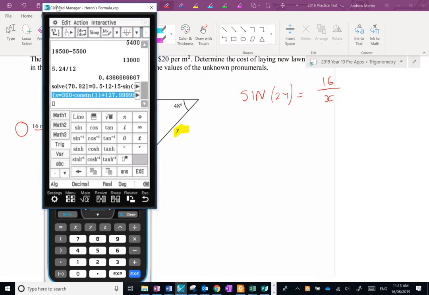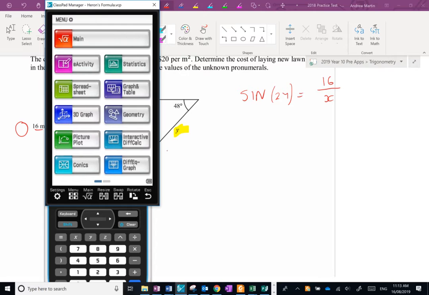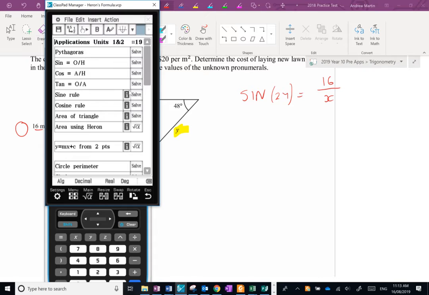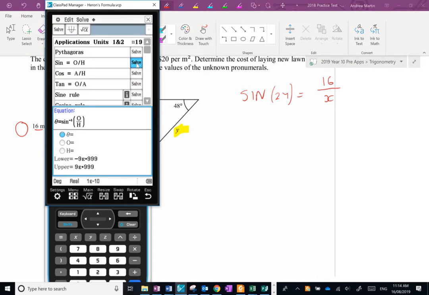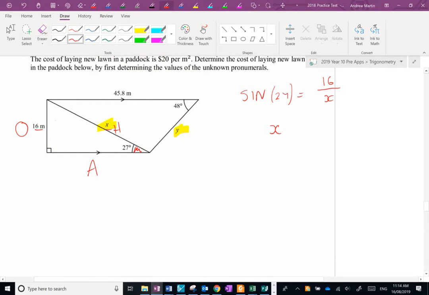Let's make it a bit bigger. Okay, and it's handy, guys, to get used to using the e-activities. So if we go into e-activity, I'm just using sine. Okay, so I know the size of the angle is 27 degrees. I know the opposite side is 16, and I'm solving for the hypotenuse, so I'll highlight that, click solve. Okay, 35.24 if I'm going to two decimal places. So x is equal to 35.24. Fantastic.